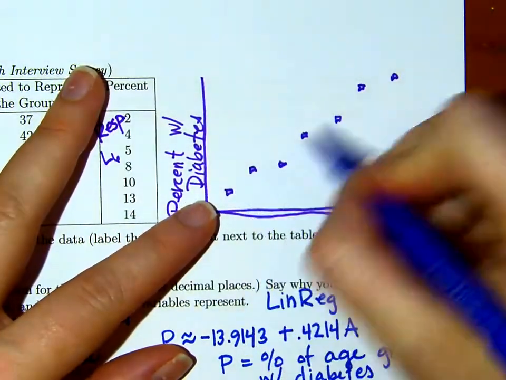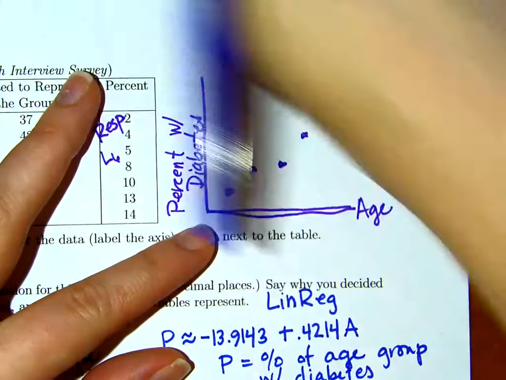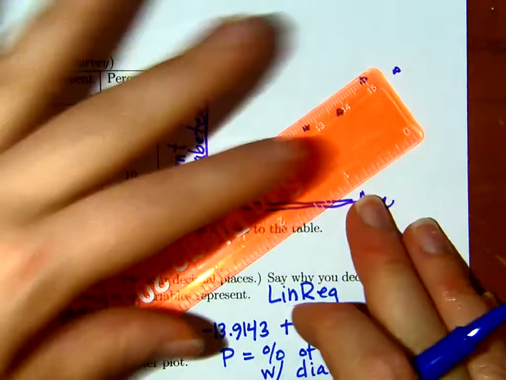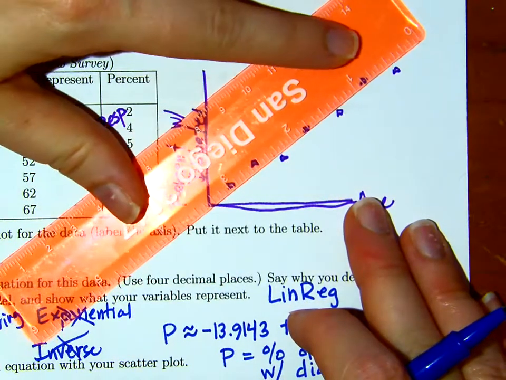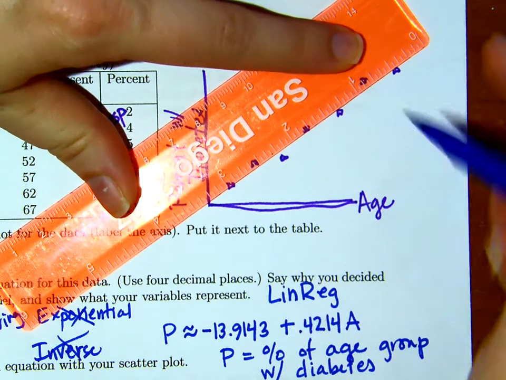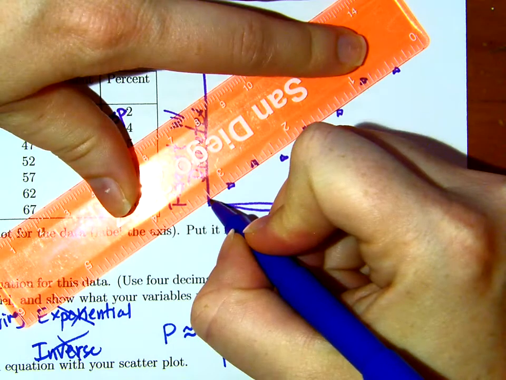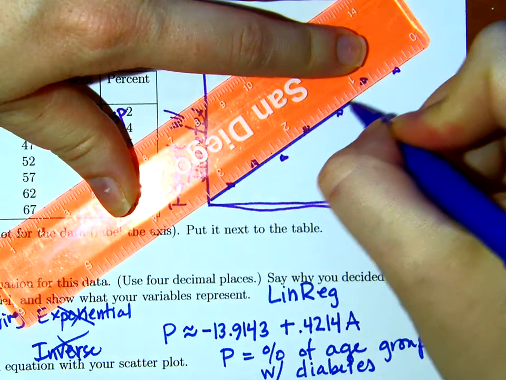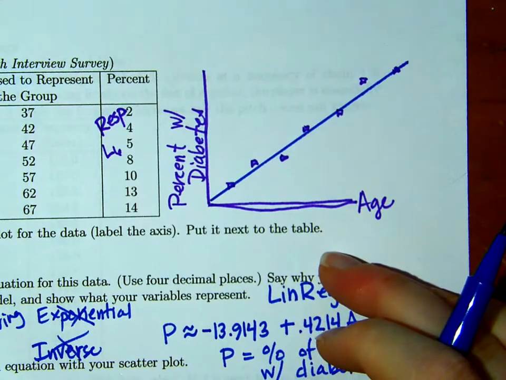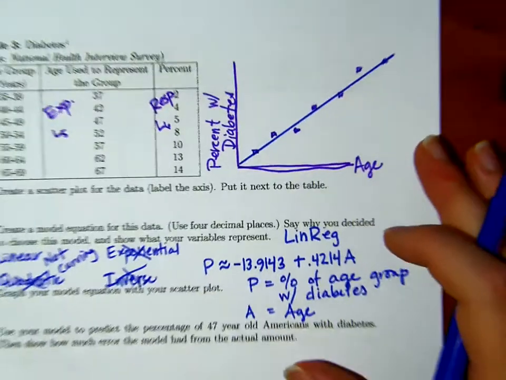So graph your model on the scatter plot. It looks like it goes through most of them except this one and this one. So I don't know. I have a ruler here. This is really based on how good of a sketch artist I was. Okay, something like this. Yeah? All right. Rough sketch, because I did that by hand.